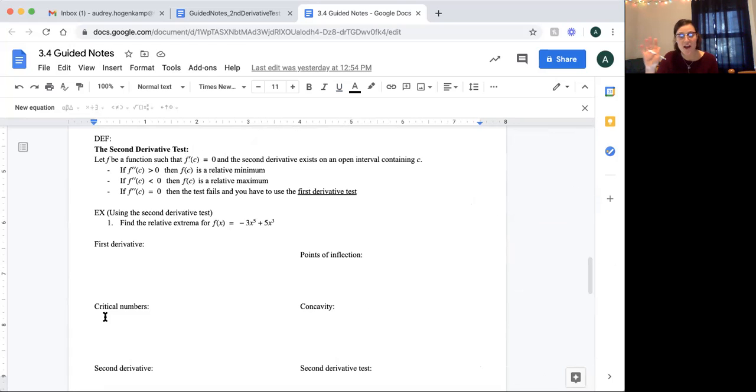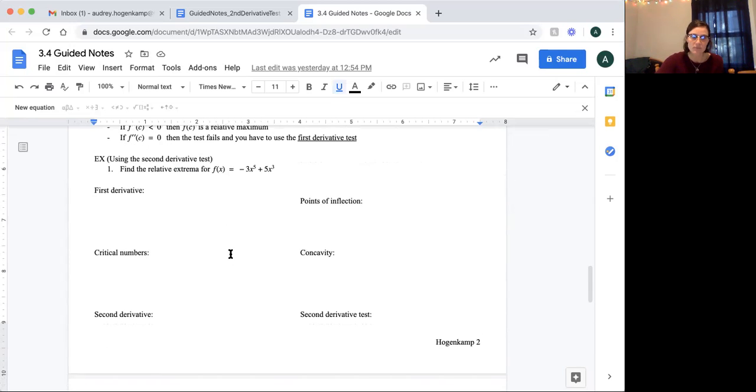This is confusing, but both the first and second derivative tests are for relative extrema. So they're for relative mins and maxes. Both tests are for the same thing. The second derivative test is not for concavity. The second derivative tells us about concavity, but the second derivative test tells us about relative mins and maxes, in the same way that the first derivative test does. And if you plug in your critical number to your second derivative and you get 0, then the test fails and you have to go back to your first derivative test.